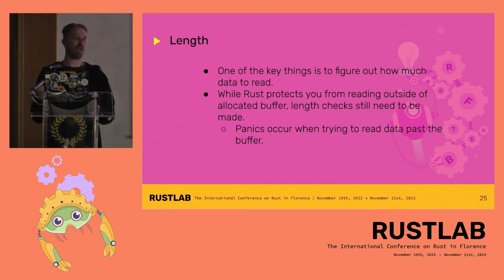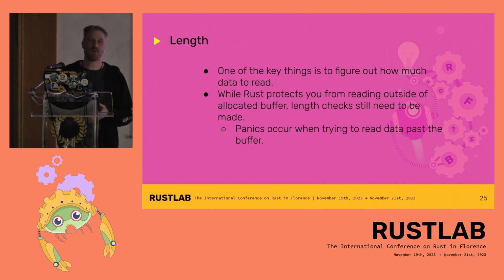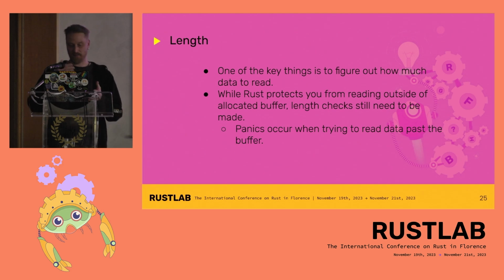While Rust is a safe language, we have all heard that, and it is true. Rust protects you from reading outside, for example, the allocated buffer, especially if you are using safe Rust. It protects you from that. But Rust being a safe language doesn't mean that you shouldn't care about the length fields and making sure that you know. Rust will panic if you try to read. It will cause your software to crash if you try to read outside the allocated buffer.